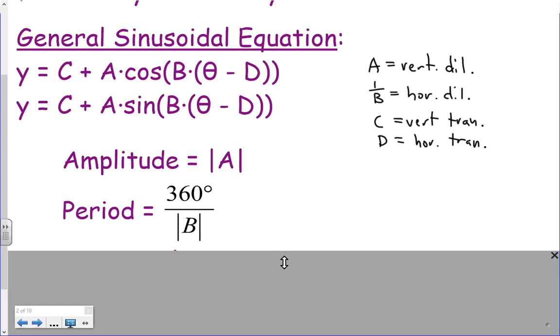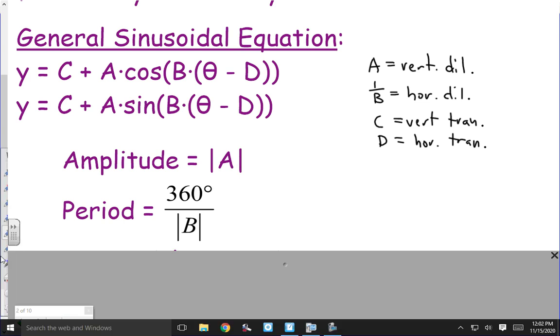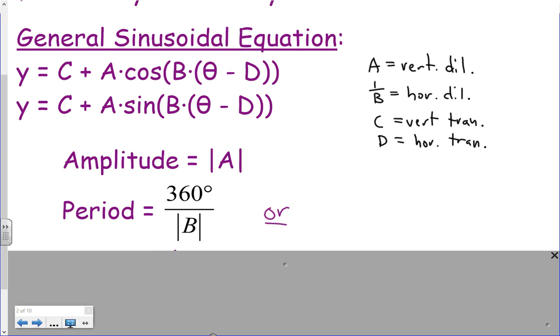When you look at the b value, the b value will tell you something about the period of this function. It turns out that the period of this function is equal to 360 divided by b, and actually it's the absolute value of b, because again, b could be negative in our equation, but the period is always positive. So it's 360 degrees divided by the absolute value of b. Or actually, if you wanted to write that another way, you could say that the absolute value of b is equal to 360 over the period. If you solve that for the absolute value of b, this is what we'll end up with.